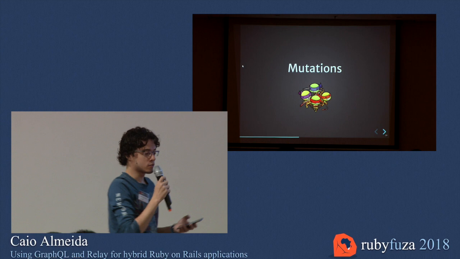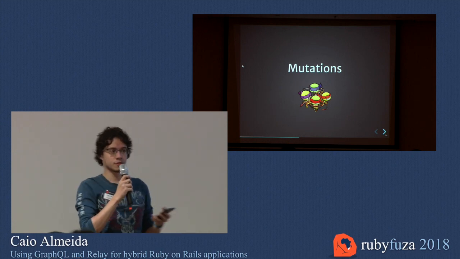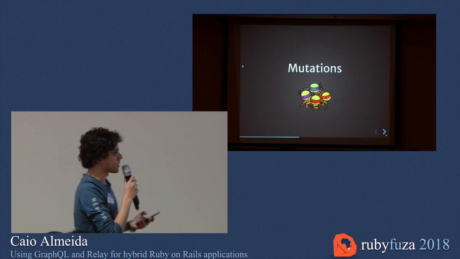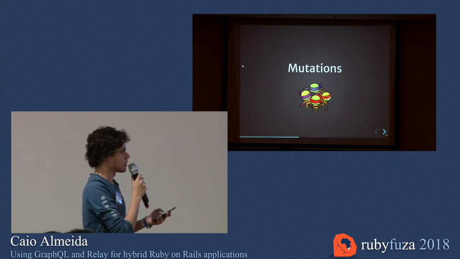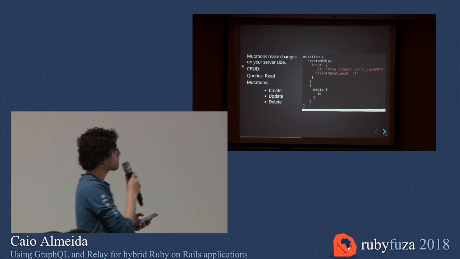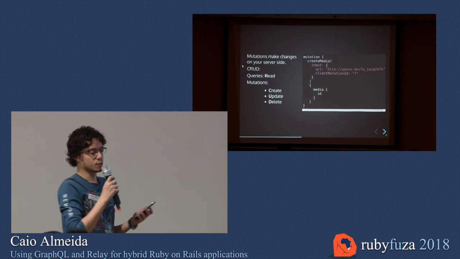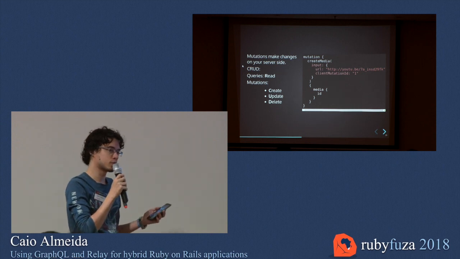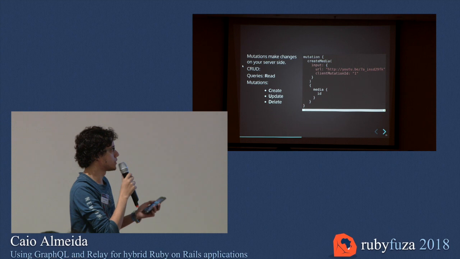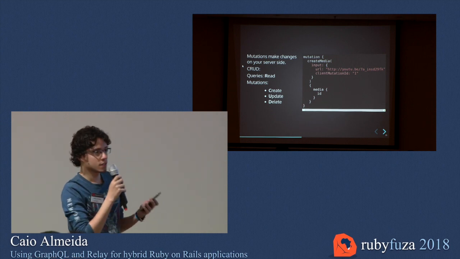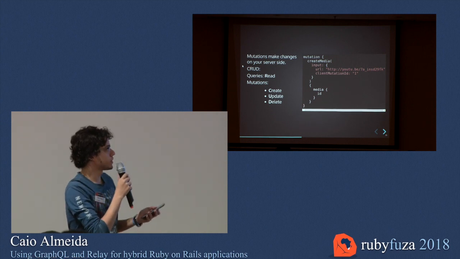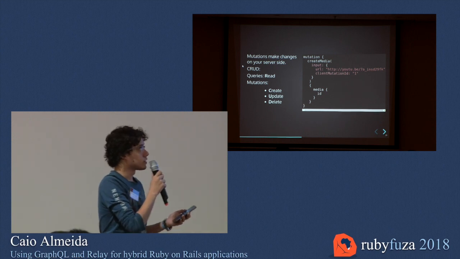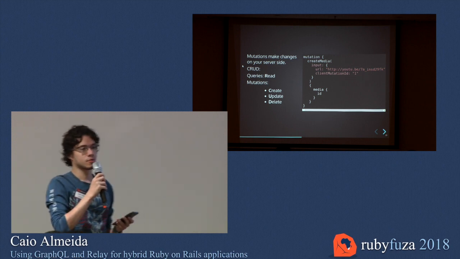So everything I talked about so far is about how to retrieve data from the backend. How can we make changes to the backend? That's where mutations come into play. When we talk about the CRUD operations of our application, everything I talked about so far regarding GraphQL queries is on the read part. Mutations are the parts responsible for creating, updating, and deleting stuff. A mutation looks very similar to a GraphQL query.